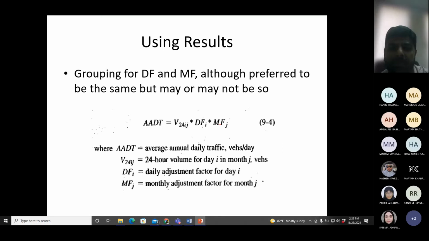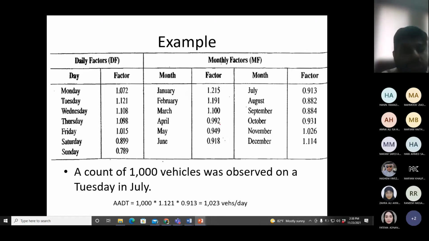The difference is that in the limited network study, only one adjustment factor was enough because the study itself was so short. But in a statewide counting program, you need the average of the entire year, so you need 2 factors. Let me show you here.